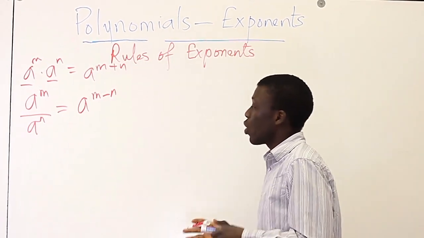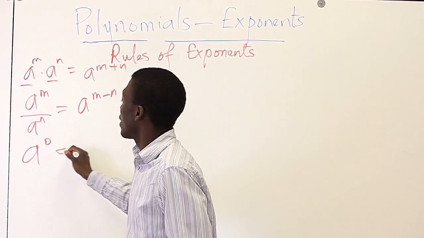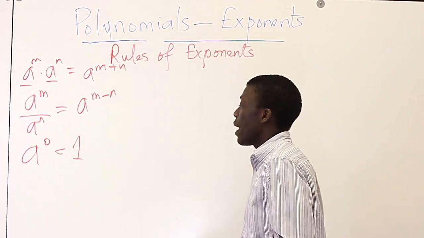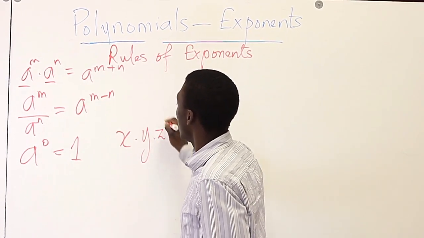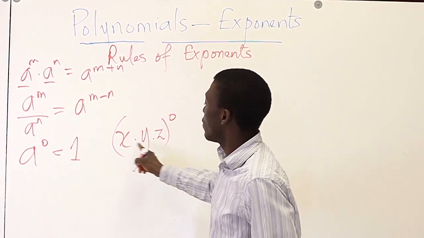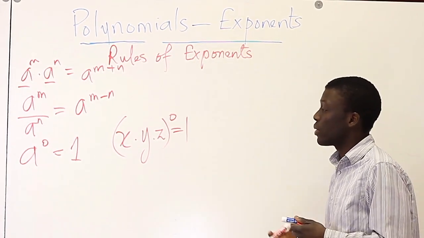So now I just want to talk about two other principles. If something is to the power 0, it's always equal to 1, no matter what the thing is. So if you have x times y times z to the power 0, this whole thing just becomes 1. Anything raised to the power 0 is 1.